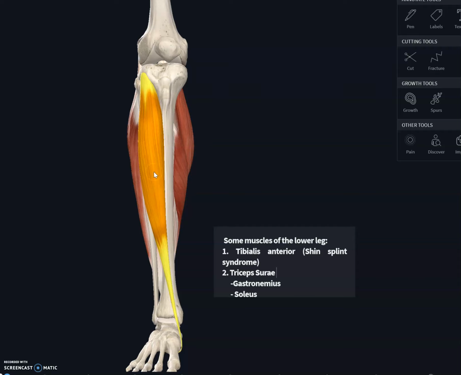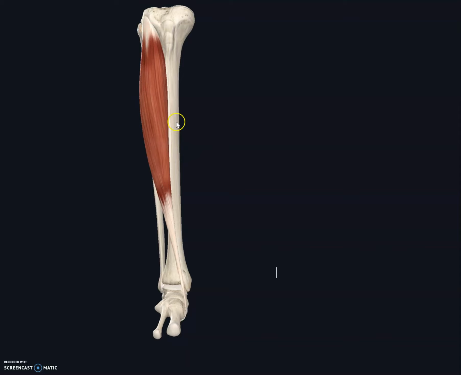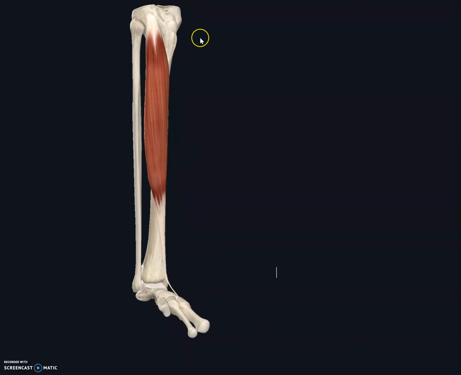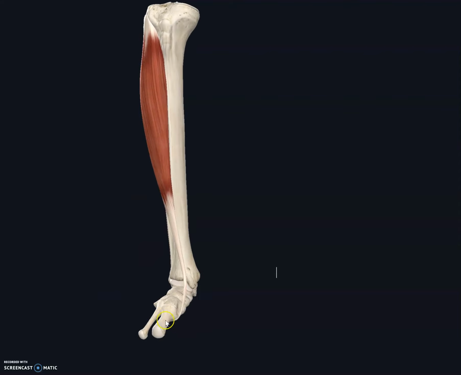It originates at the lateral condyle and the body of the tibia. So if I isolate this muscle right here, it looks a lot more clear. You see it originates at the lateral condyle and the body of the tibia, and it inserts into the first metatarsal, which is really the big toe. So it wraps itself and inserts itself under the bottom of the foot.